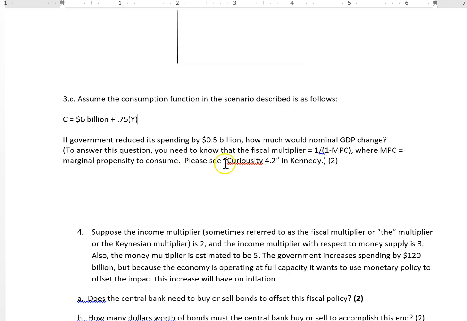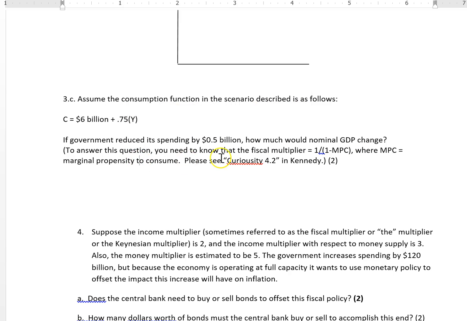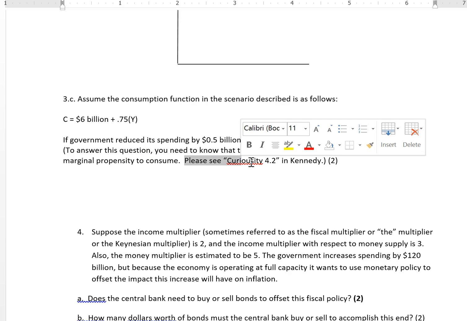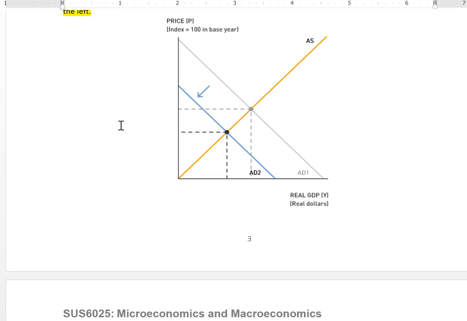To answer this question, you need to know the fiscal multiplier, which is 1 over 1 minus MPC, and again, 0.75 is MPC. And I give you a reference. Oh, by the way, this is misspelled. I'm sorry. In the Kennedy book to go over this. And basically, it's going to look like this.